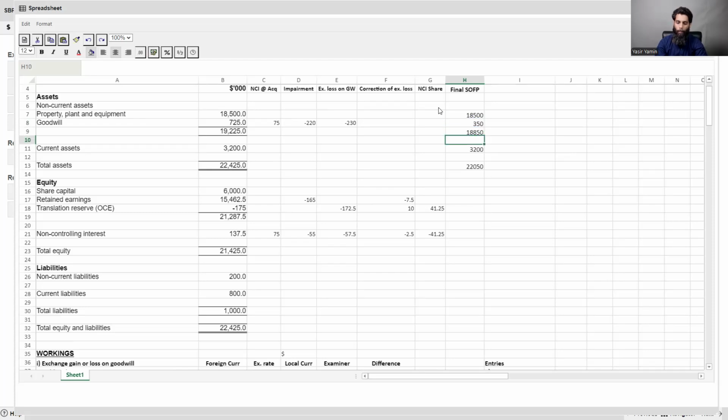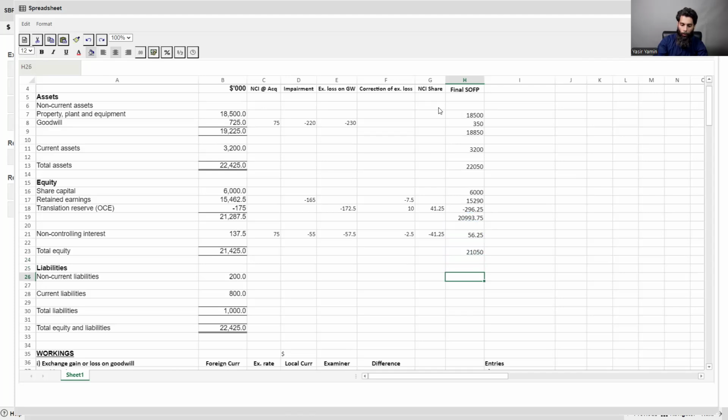Is everybody on the same page? I'm just summing up all the relevant numbers here. There is total equity, summing up this. Then I'll sum up these individual balances of NCI. Then I have total equity of this number.